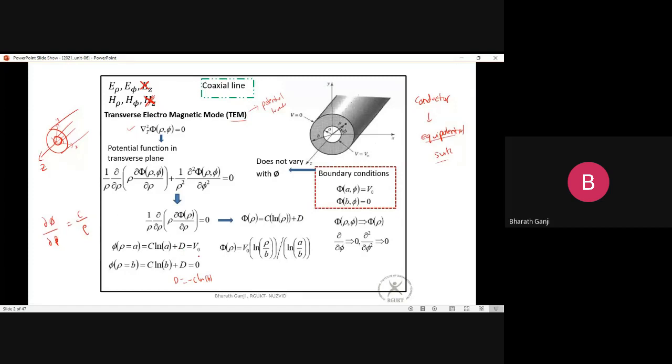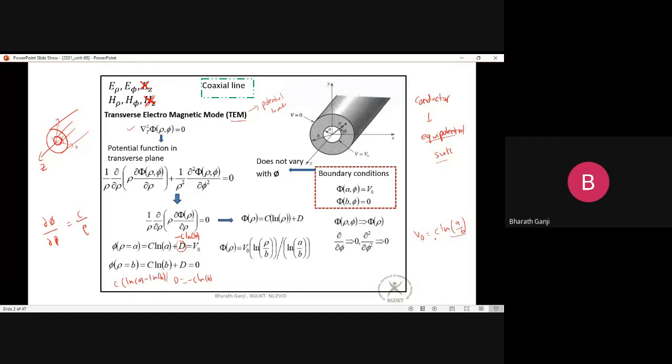And if I take C common, I get V0 is equal to C times ln of a by b, because you get ln of a minus ln of b. So we use the principles of logarithms, and substituting, we get the other equation with minus C times ln of b. So you take C common, you get ln of a minus ln of b, so that I can write it as ln of a by b.